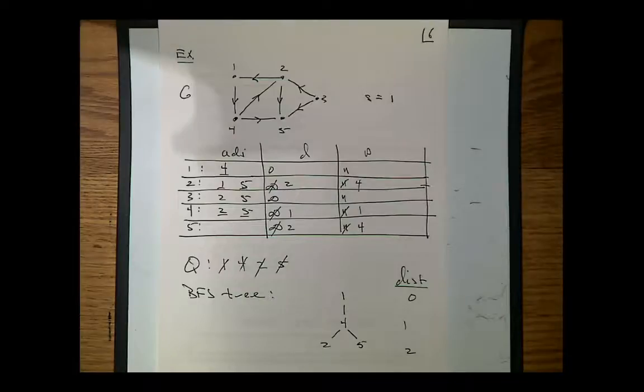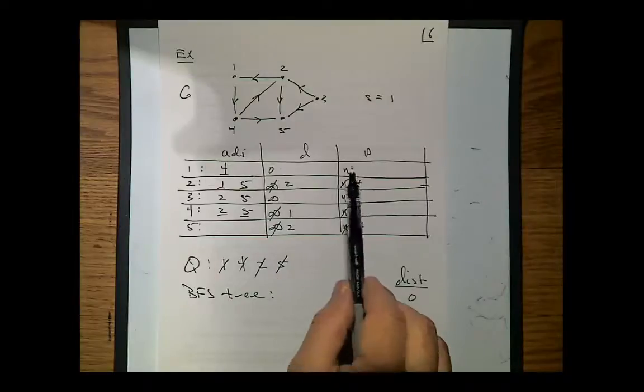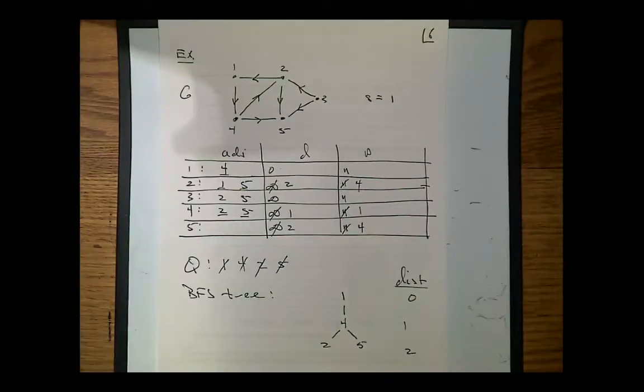I mean, here's a shortest path from 1 to 5. 1 to 3 to 4 to 5. Uh-oh. Did I do something wrong? Oh, my source is 3. Sorry about that. Got mixed up. This one, the source is 1, and this one, the source is 3.